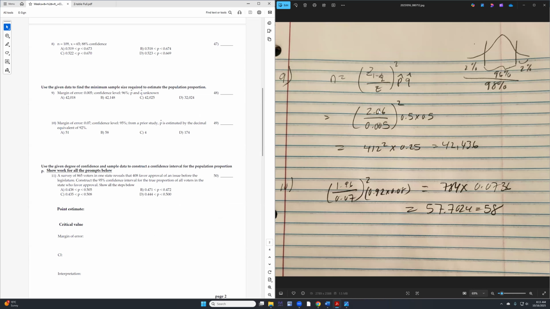And then square that quotient. Then here we do P times Q. Again, I'm estimating it as 0.5. I get 412 squared times 0.25, and I get 42,436. It's close, right? So it would be one of these three. I'm not really sure which one, or what exactly she used to get these. It would probably be this one, the closest one.